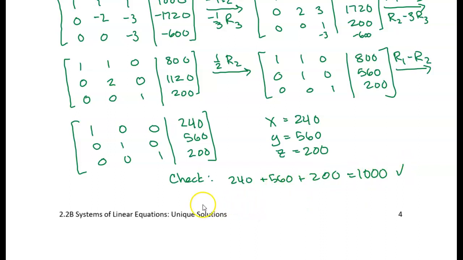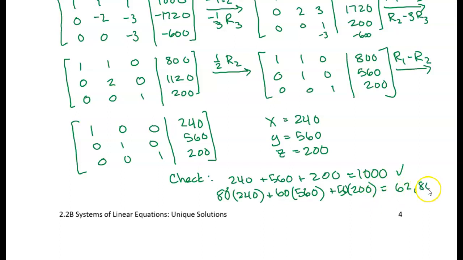Now I wanted my total revenue to be a certain amount. So 80 times 240 plus, let's see, these tickets cost 60, so 60 times 560, and then plus $50 times 200. I need to get out my calculator for that, but when I do, I can see that that does indeed add up to $62,800.